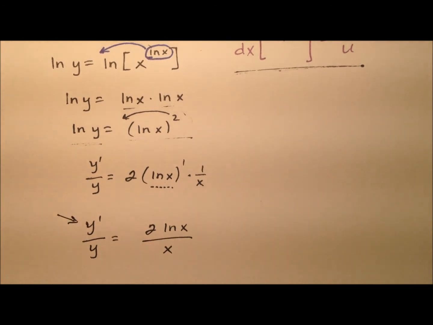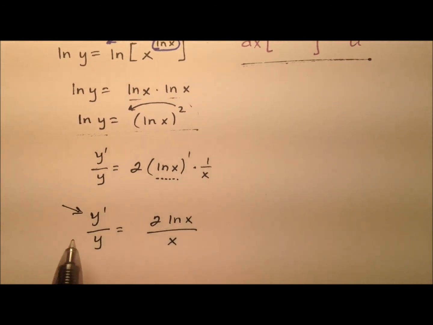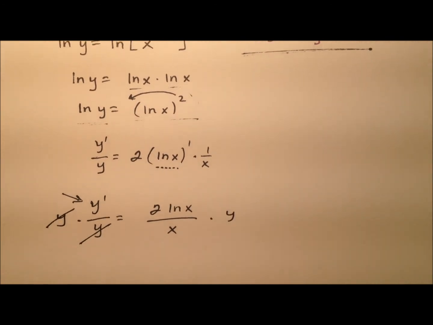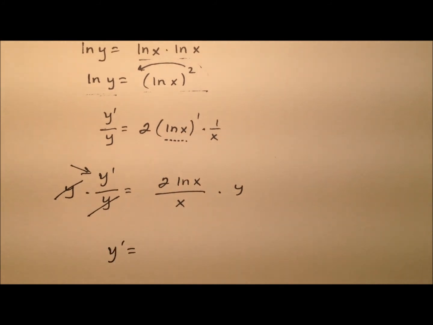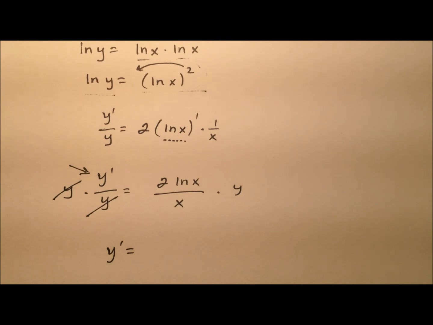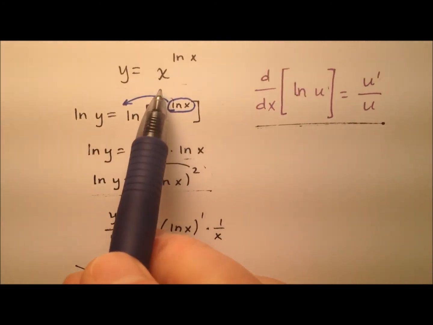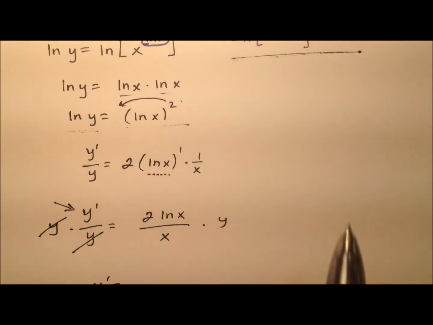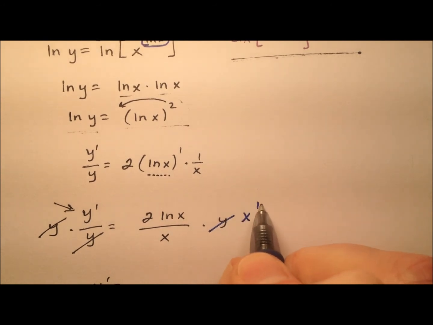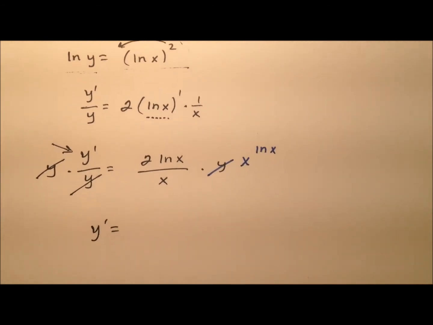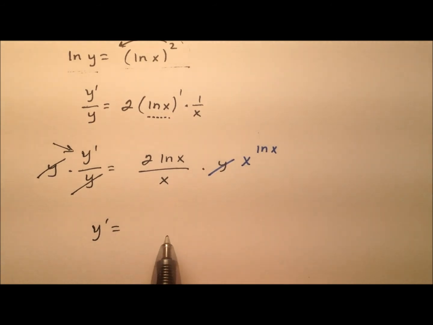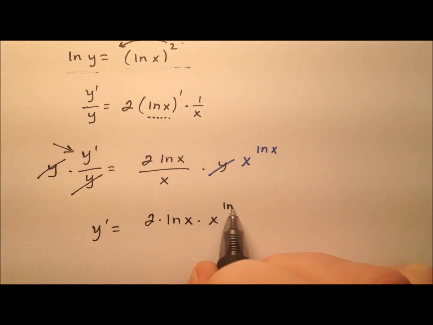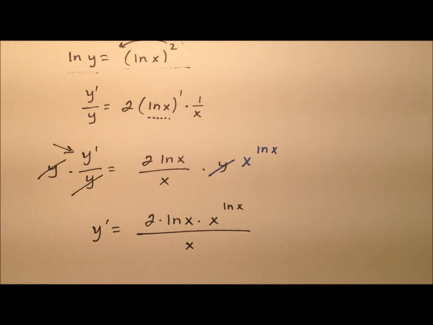Remember, we're trying to solve for y prime here, or dy dx. So to do that, we need to multiply both sides by y. On the left side, those cancel, and I am indeed left with y prime equals. But remember, what was that y from before? Well, it's x to the power of the natural log of x. So if I replace that with x to the power of the natural log of x, I'll have a slightly different expression over here. So it looks like it's going to be 2 times the natural log of x times x to the power of the natural log of x all over x.